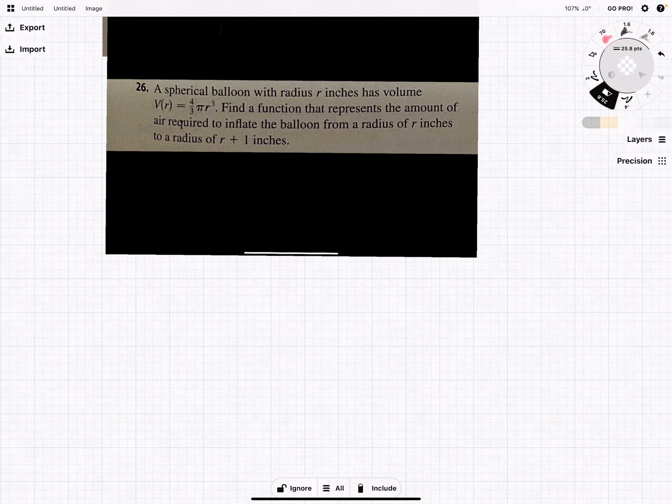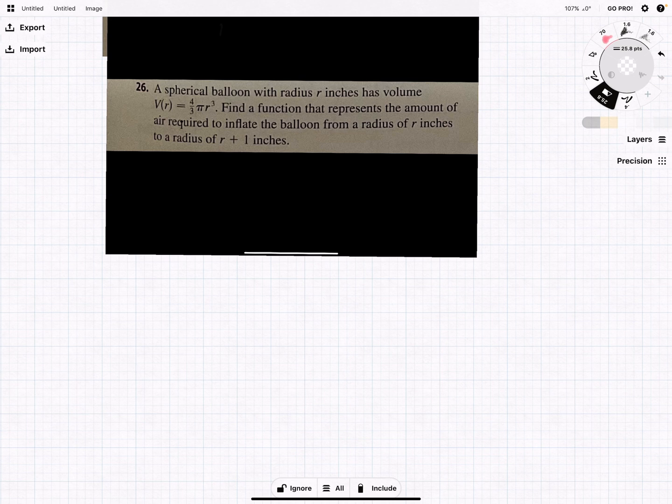This is Stewart Calculus 8th edition, Chapter 1, Section 1, Problem 26. Problem 26 says a spherical balloon with radius r inches has the volume V of r equals 4/3 pi r cubed. And we can see there that function. That's just the standard volume function, 4/3 pi r cubed. It says find a function that represents the amount of air required to inflate the balloon from a radius of r inches to a radius of r plus 1 inches.